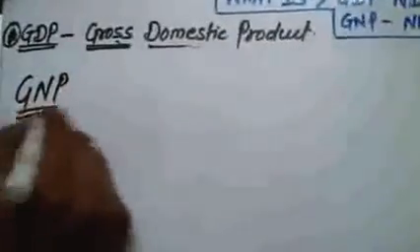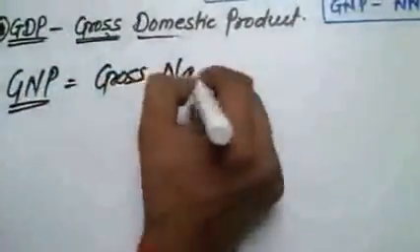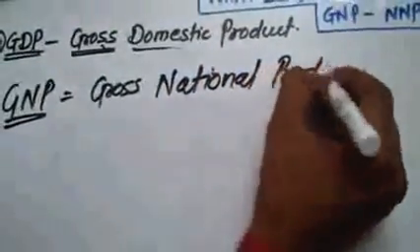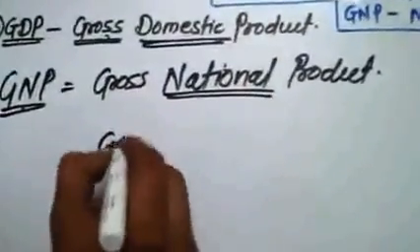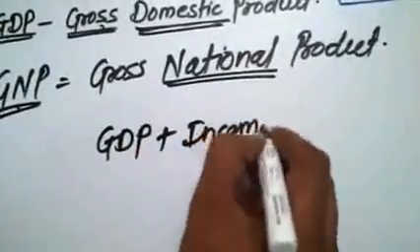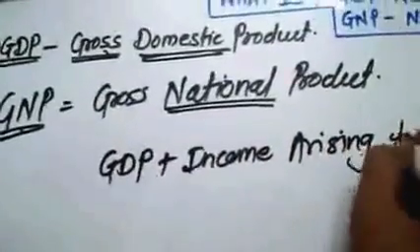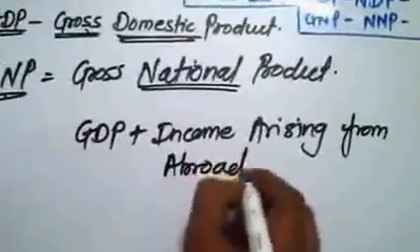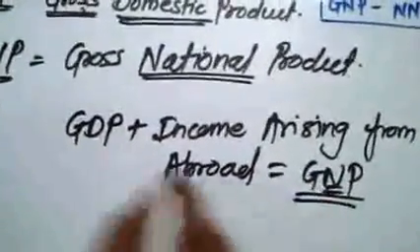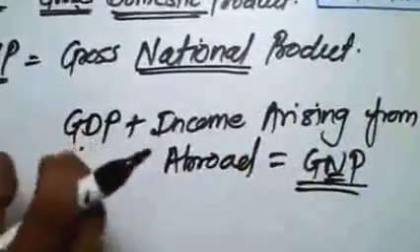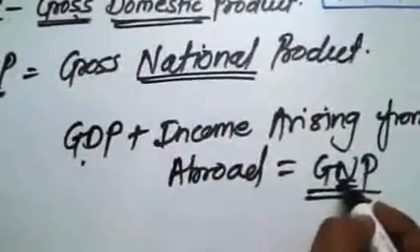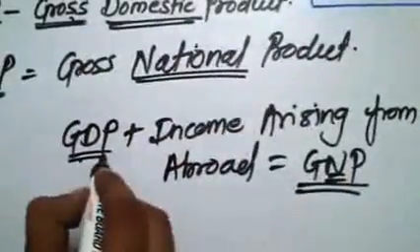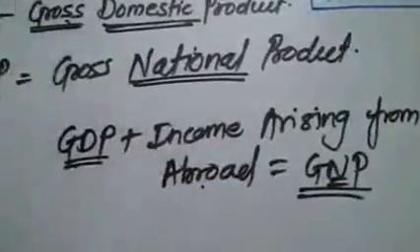Next is GNP, as simple as gross national product. The only difference between GDP and GNP is the domestic and the national. When we add to the GDP the income arising from abroad, we get GNP. Simply GDP plus the income arising from abroad, that means what we are producing here and also selling into the outer countries and what we are earning from them. When we add that earning to this GDP, we get GNP, domestic to national. So GDP plus income arising from abroad is equal to GNP, as simple as that.